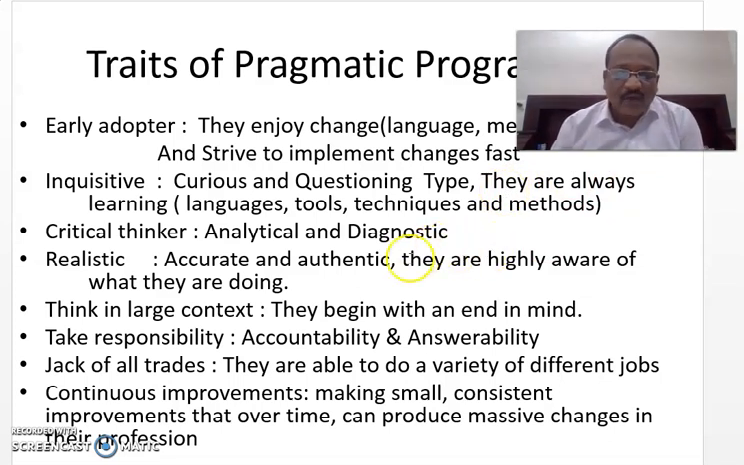They must be jack of all trades. They are able to do a variety of different jobs. Then continuous improvement: making small, consistent improvements that over time can produce massive changes in their profession. So these are the traits or characteristics of a Pragmatic Programmer.